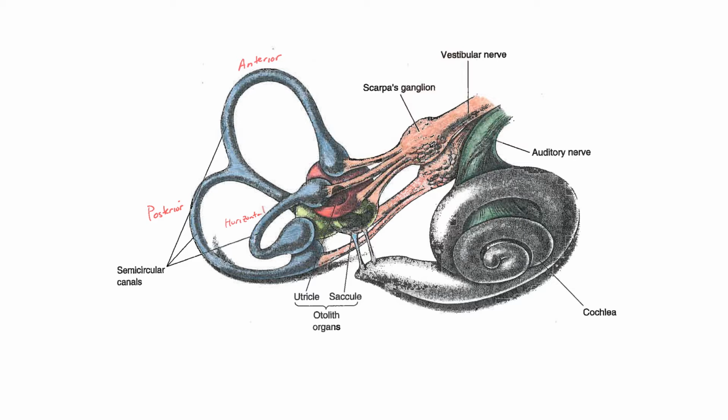Coming from the vestibular apparatus, we're going to see the second part of cranial nerve 8, which is the vestibular nerve.